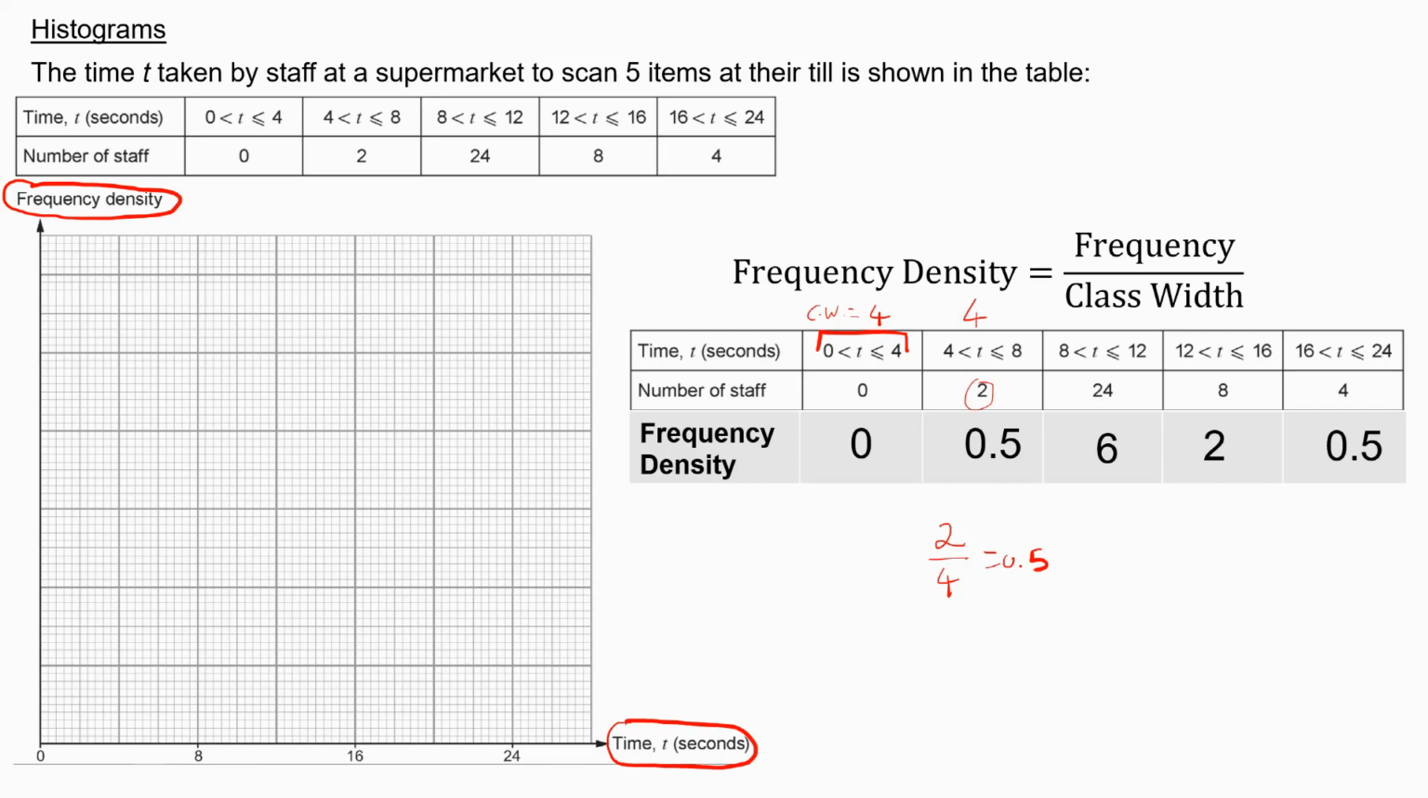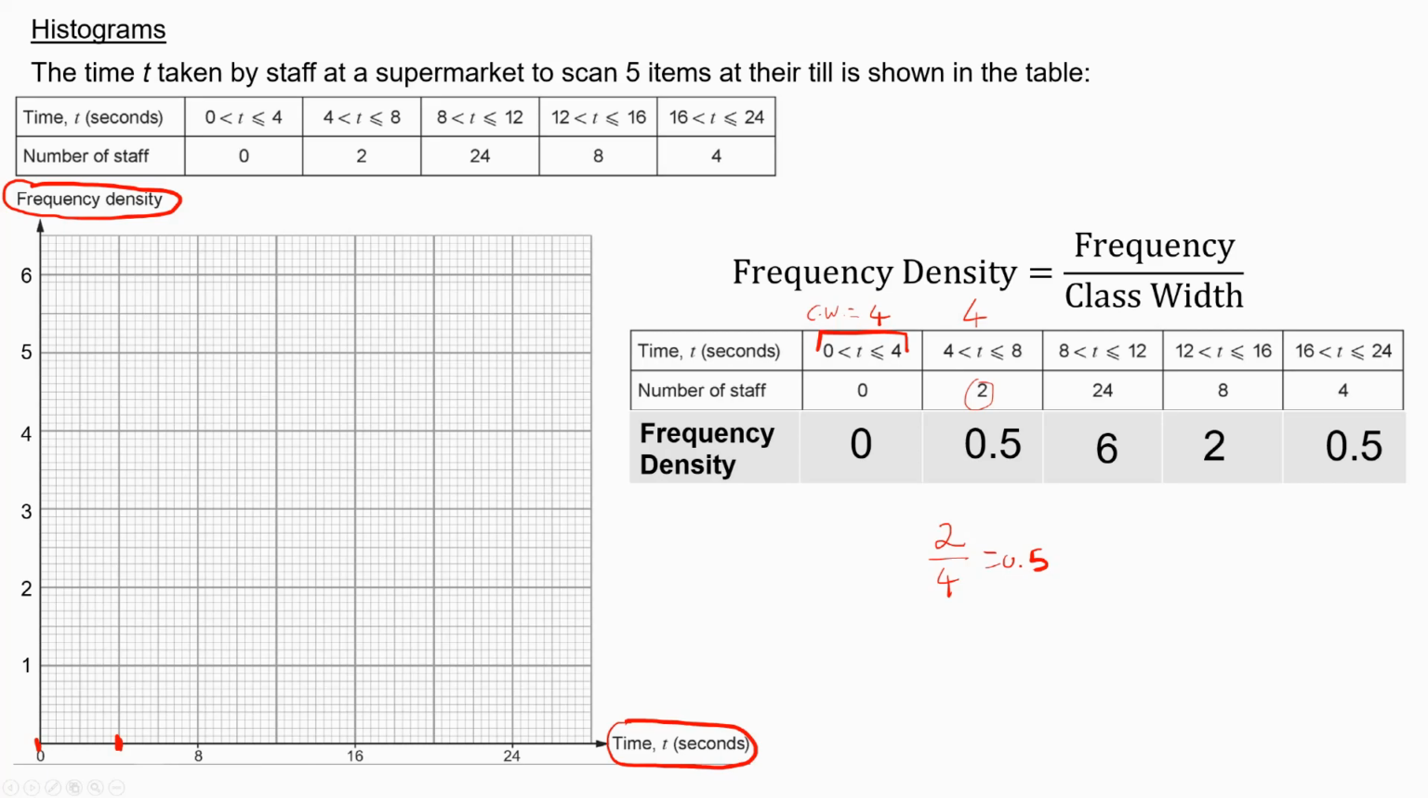So between 0 and 4 seconds, that means there's going to be a bar between 0 and 4. But firstly, let's do the scale on the y-axis. The highest frequency density value is 6, so a sensible scale is 10 small squares to make 1. Then I've used most of the space available. I'm now going to draw the histogram.